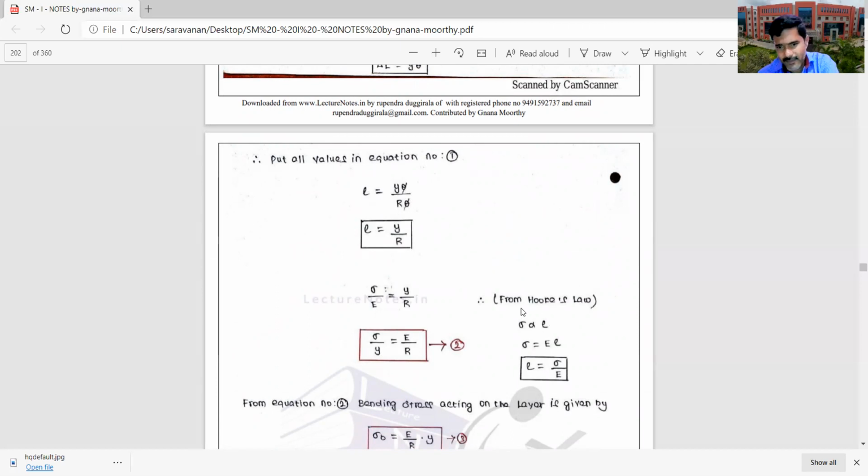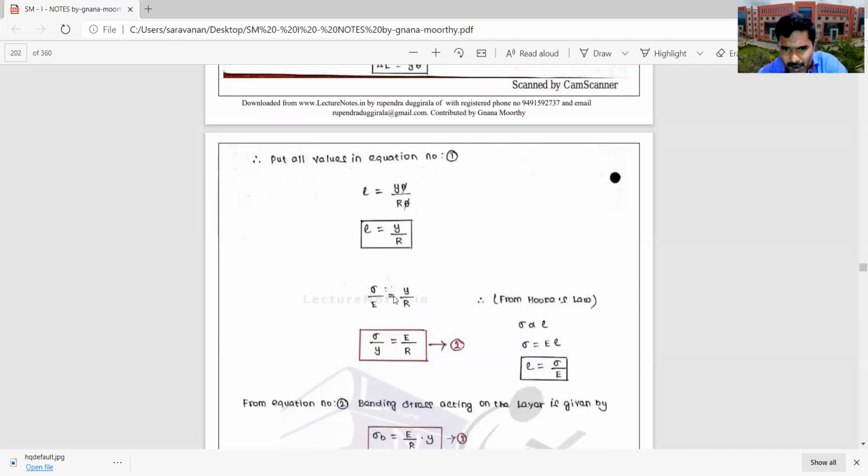So you know very well from Hooke's law, stress is directly proportional to the strain. Therefore, stress is equal to Young's modulus into strain. Therefore, Young's modulus is equal to stress by strain, isn't it? So strain is equal to stress by Young's modulus, which is equal to Y by R.